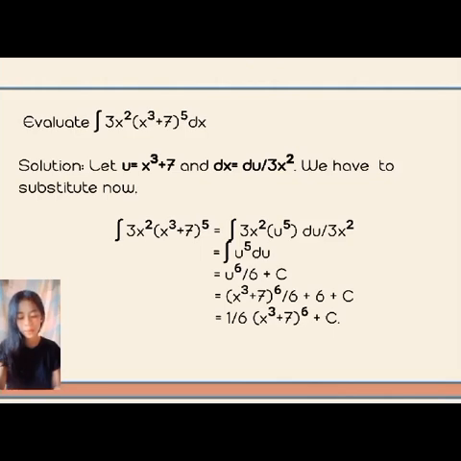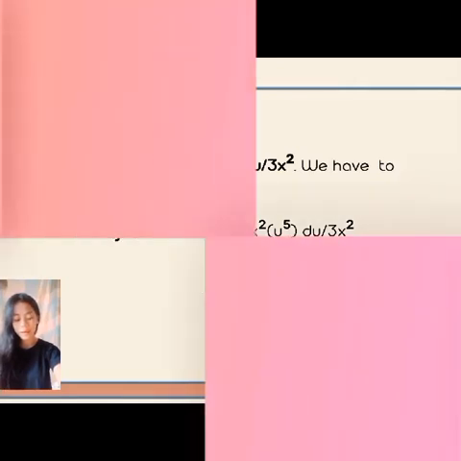And the antiderivative of u raised to 5, that is u raised to 6 over 6 plus c. And this time, we can substitute the value of u, that is x cubed plus 7. So our final answer will be x cubed plus 7 raised to 6 over 6 plus c, or can be written as 1 over 6 times the quantity of x cubed plus 7 raised to 6 plus c.